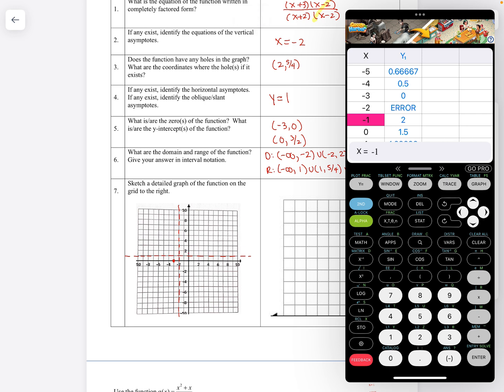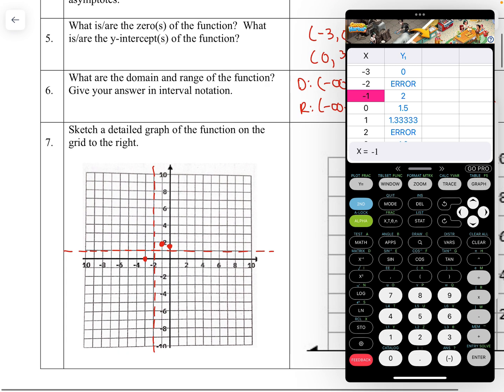Here, 1.5. There we go. And I can get some other points. So let's get something else on there. -1, 2. So right there. And then I think I'm too zoomed out. I'm really struggling to look. And then 1, 1.33. I guess that's pretty good.